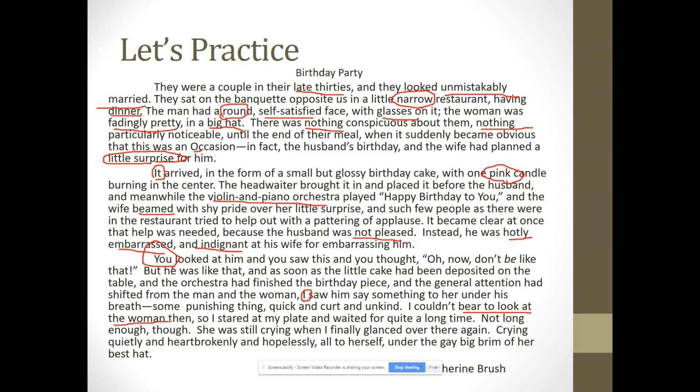The author lists 3 words for the husband: quick and curt and unkind, and 3 words for the wife: quietly and heartbrokenly and hopelessly. He ends with a reference to her best hat. Presumably, the wife was excited to do this for her husband if she started off the night dressed up in her best hat.